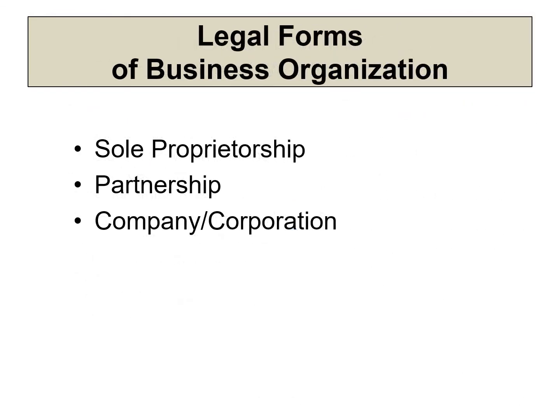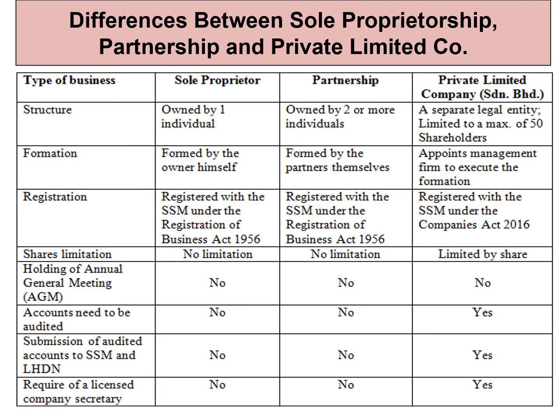And the last part of this introduction is the legal form of business organizations. So basically, there are three forms of business organizations. Number one is sole proprietorship. Number two is partnership, and number three is company or corporation. There are differences between sole proprietorship, the partnership, and also the private limited company in the form of structure, formation, registration, shares, limitation, etc.